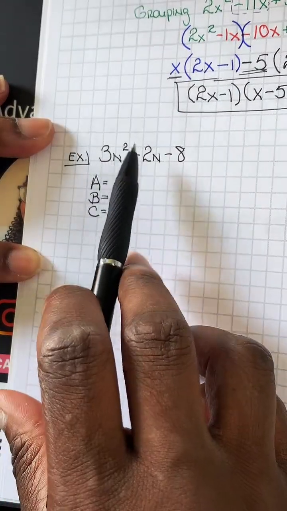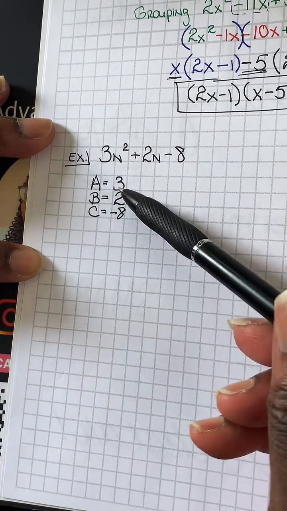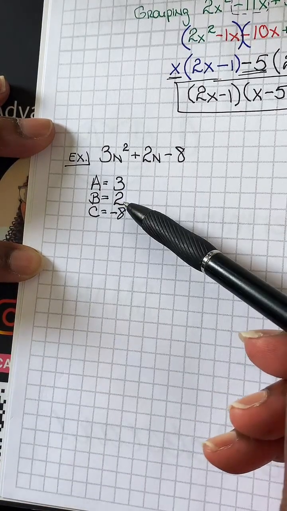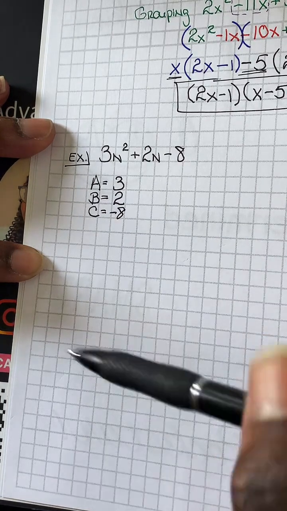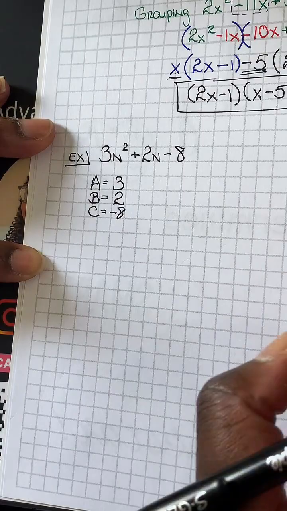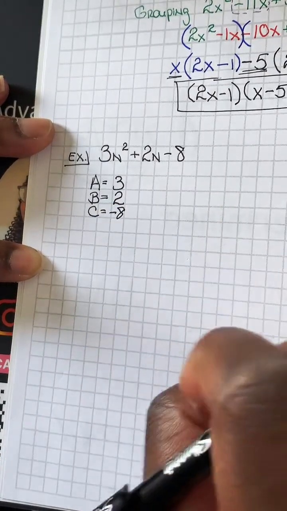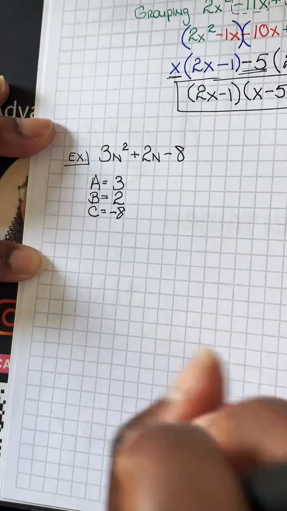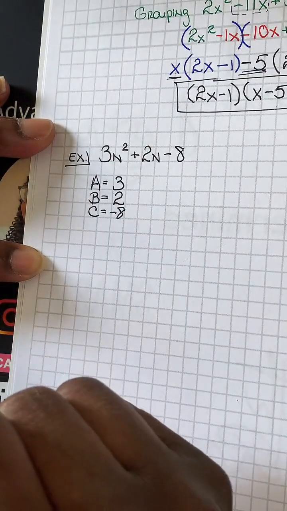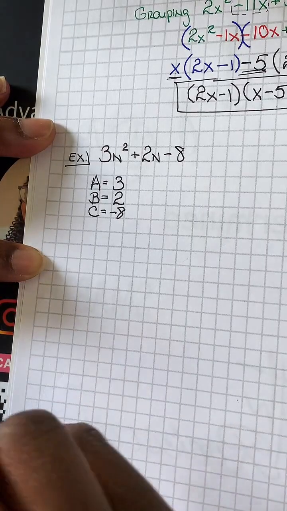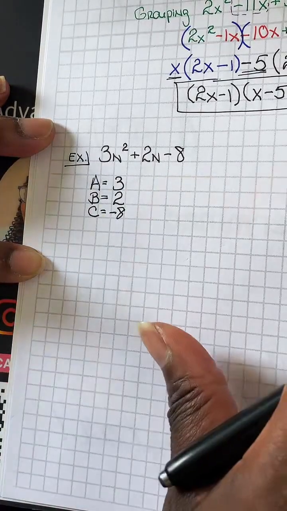All right. So we have 3n squared plus 2n minus 8. That means my A is going to be 3, my B is 2, and my C is negative 8. I'm just going to stick with the AC method. I just wanted to show you that no matter what your A value is, positive or negative, you don't have to worry about factoring out your -1, which I'm going to show you in a few. All you have to do is go straight to it.